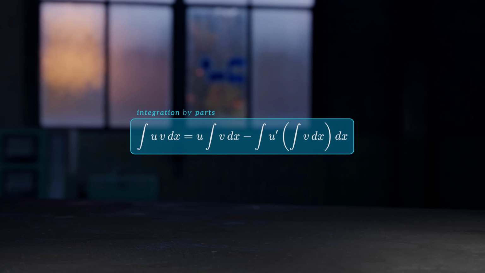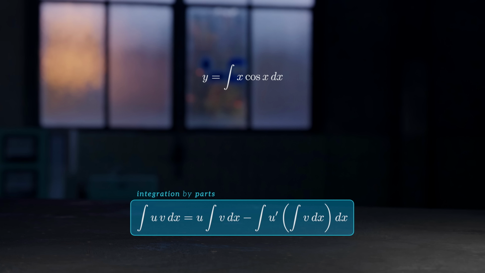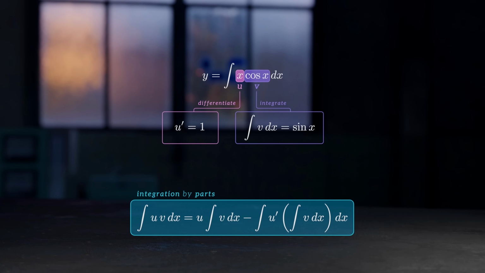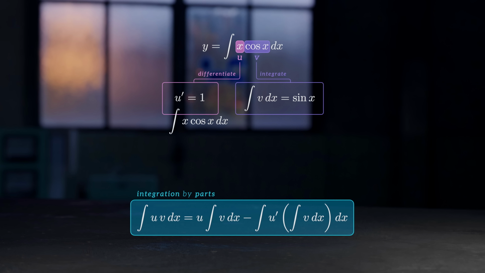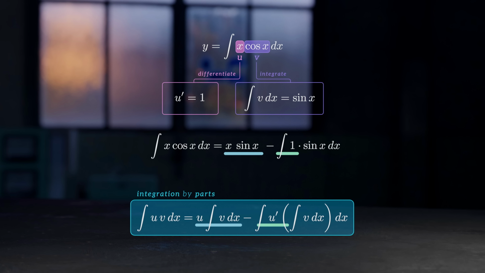Say you want to integrate x times cosine of x. You split the function into two parts, u and v, and choose one part to differentiate and the other to integrate. By using the integration by parts formula to rewrite the integral, you end up with something that's much easier to solve. This method works really well if one part of the function is easy to differentiate and the other is easy to integrate.